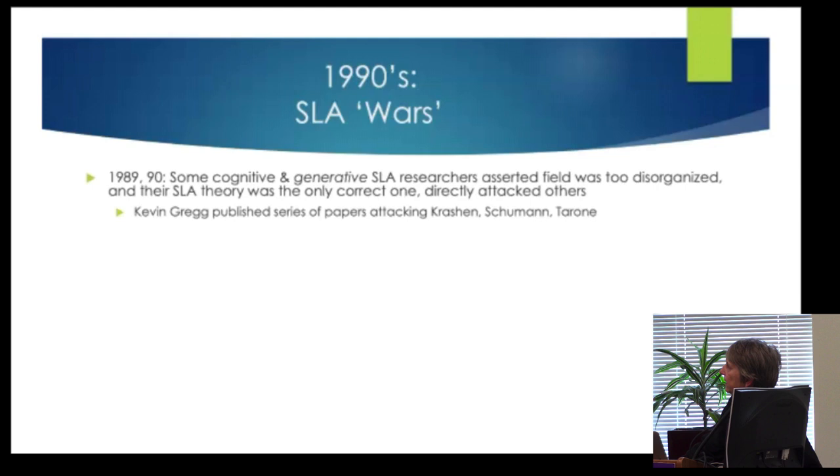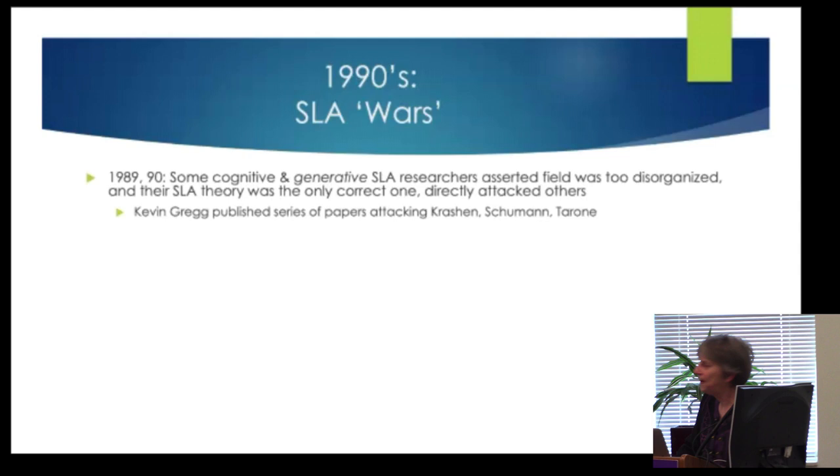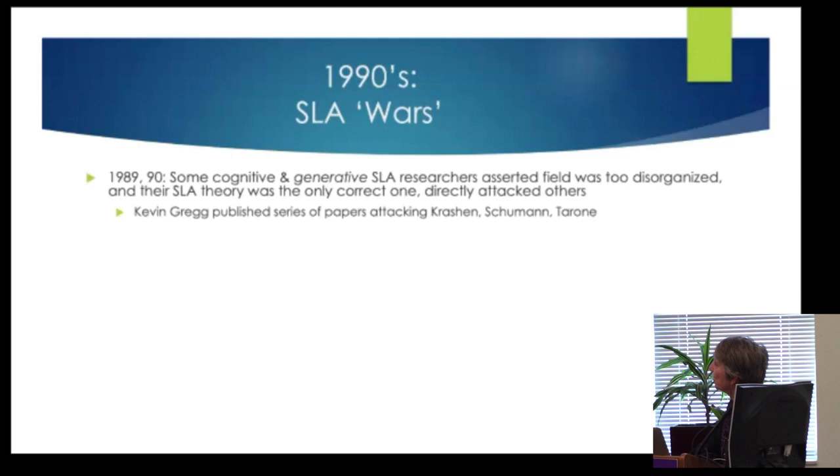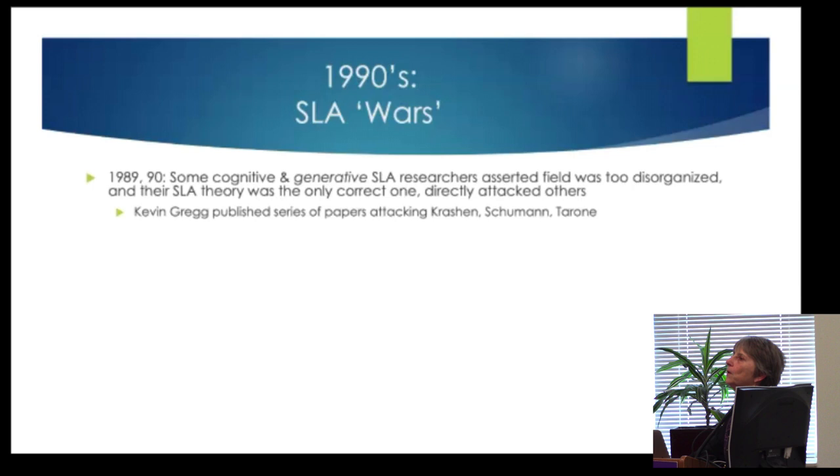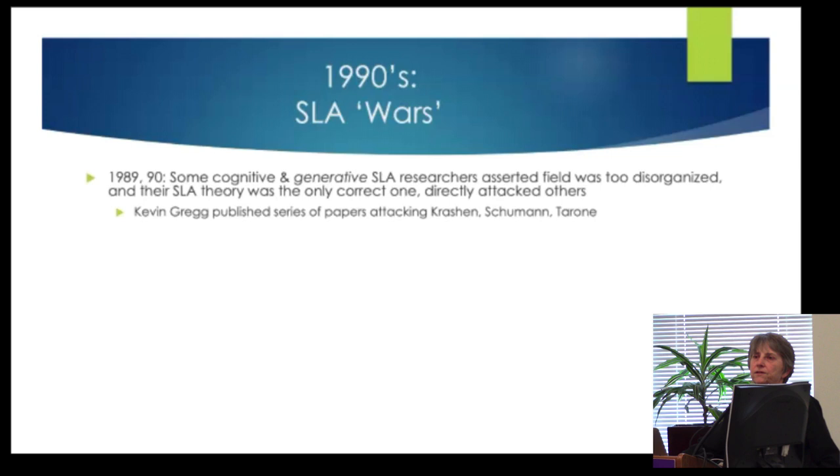But then Kevin Gregg published a second paper attacking John Schumann's theory. And third, right after a baby of mine was born, he attacked mine, right? Which I thought was ungentlemanly because I couldn't really respond very fast. But he just basically took on one approach after another that was not a transformational generative approach to SLA and just said, this is why there's no evidence for it.